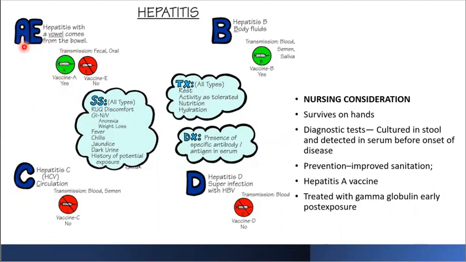So again, remember we said hepatitis A is a vowel. Hepatitis with a vowel comes from the bowel. It's a fecal oral route. We said it has a vaccine. We said it's a result of transmission from the feces to the mouth. So we said it could occur through poor sanitation from food handlers or the food itself or from the water or from oral anal sexual activity. We said it survives on hands. So we want to improve our sanitation. We want to give vaccines. And in the early post-exposure period, we want to treat with gamma globulin.